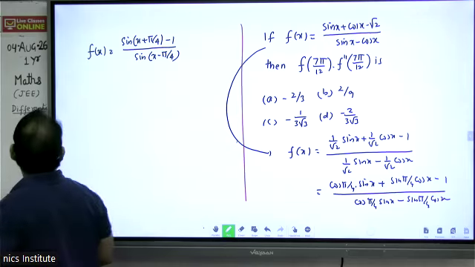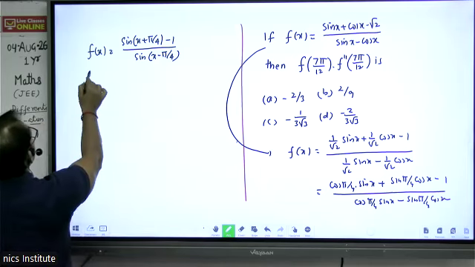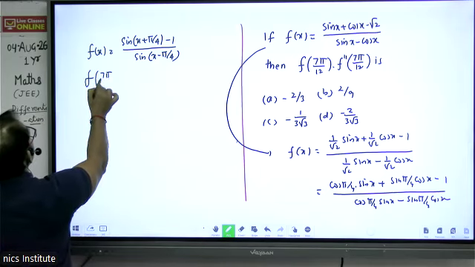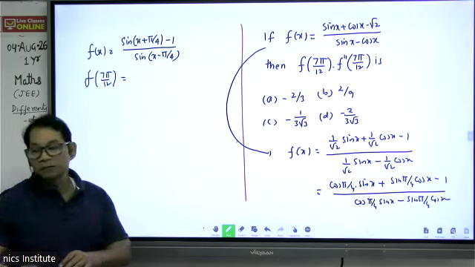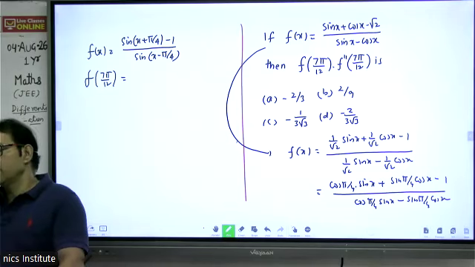See, first you need to find f of 7 pi by 12. So what is 7 pi by 12 plus pi by 4?